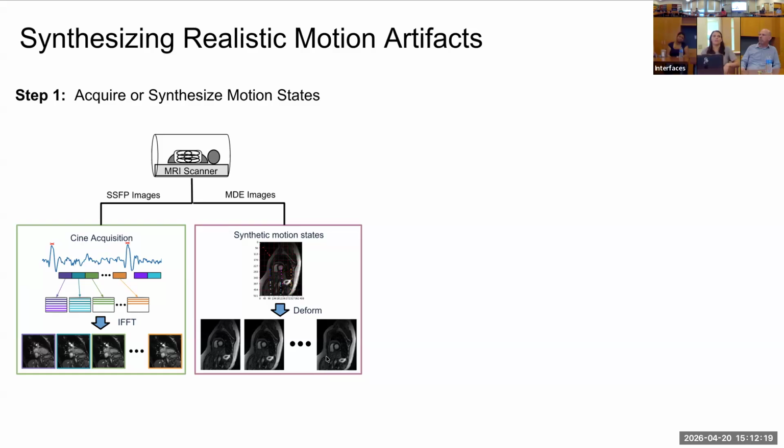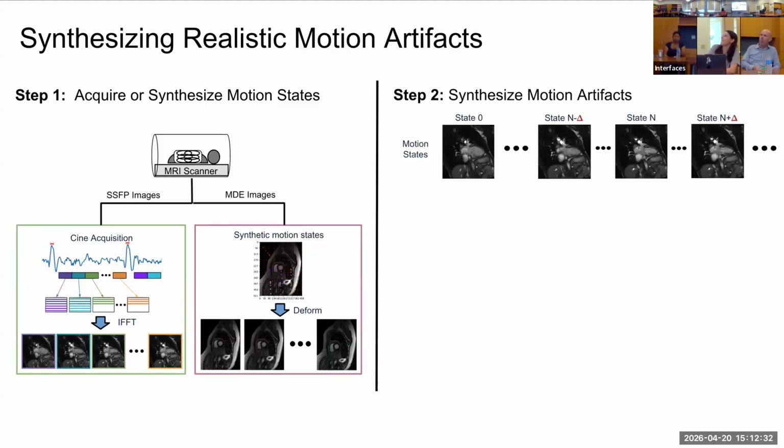So the heart moves down and up, and the chest wall moves up and down as well. These aren't perfect, but we hypothesized that it would work, and I think we did it. Next, once we have the motion states, we need some way of combining them.